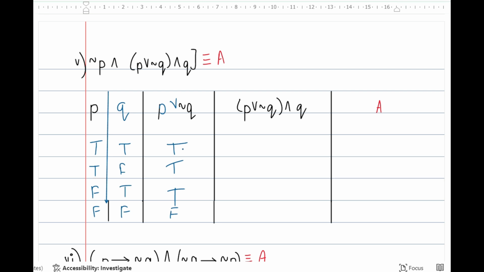T and this. T and T, T. F and T, F. T and T, T. F and F, F. अभी फाइनल आंसर में क्या है?